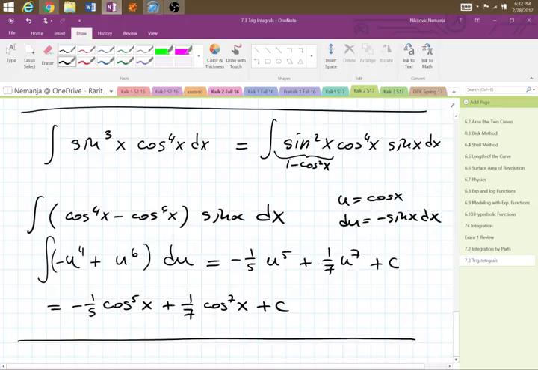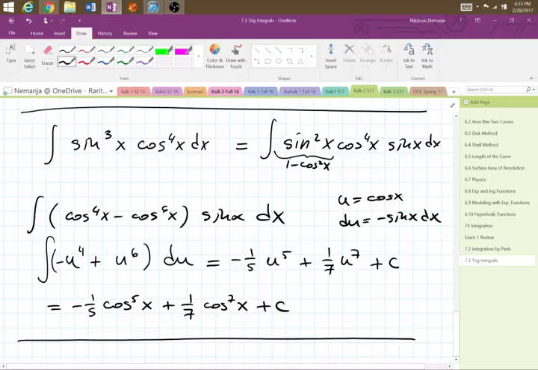Yes? I'm just confused on what we do if it's like sine 5x cosine 4x. You pull one sine, right? And then you can transform those 4 sines that are left. Oh, into 2 sine. Yes.